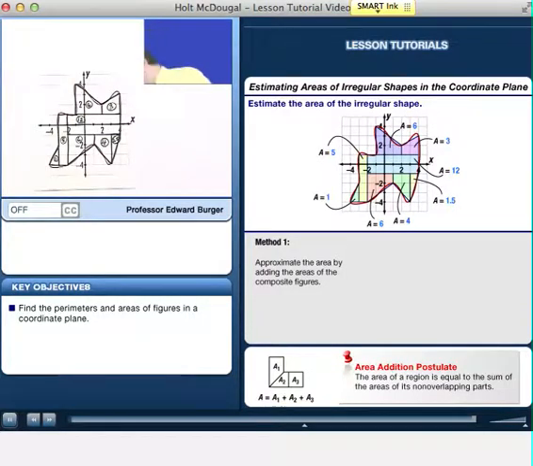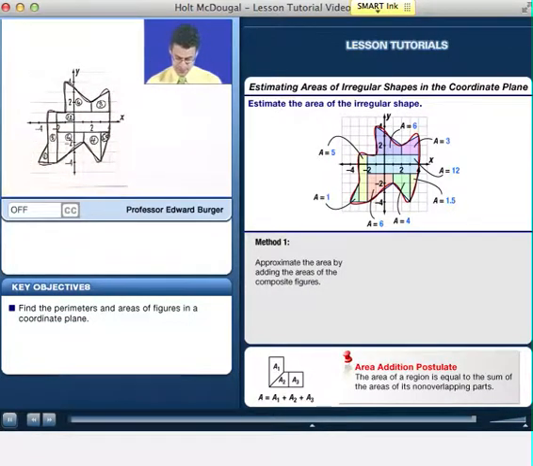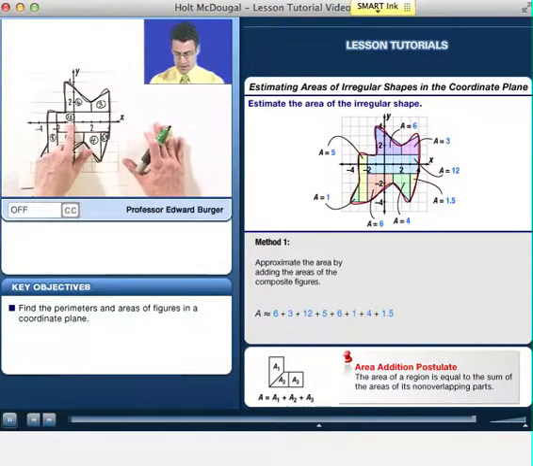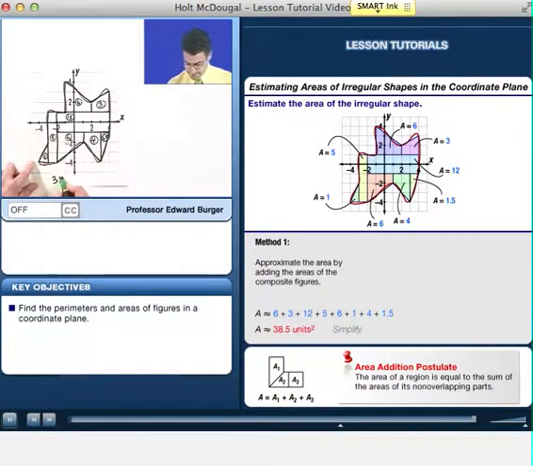So now, all we have to do is add up all those pieces, and that will give us an estimate to the area. So let's see if we can do that, hopefully correctly, but probably not. Let's see. So I had 6 and 3 is 9, plus 12 is 21, plus 5 is 26, plus 6 is 32, and 1 is 33, and 4 is 37, and 1/2 is 38.5. So the area is approximately that, and the units here are, were we ever told, by the way? Let's say units squared. Great.